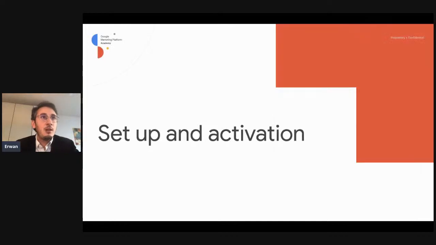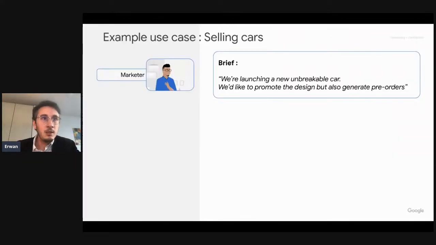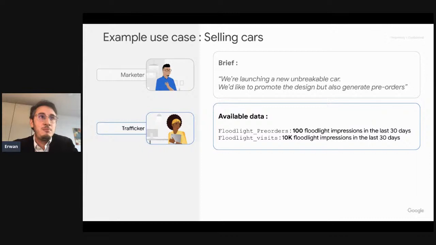So now in this stage, we're going to go through an example, a use case where we are going to build a script together and implement it in the interface. So we are going to take an example of a marketer that is selling cars. And the brief is they're launching a new unbreakable car, and they'd like to promote the design, but also generate pre-orders. So the first thing to do would be to go to the trafficker and check the available data to optimize our campaign.